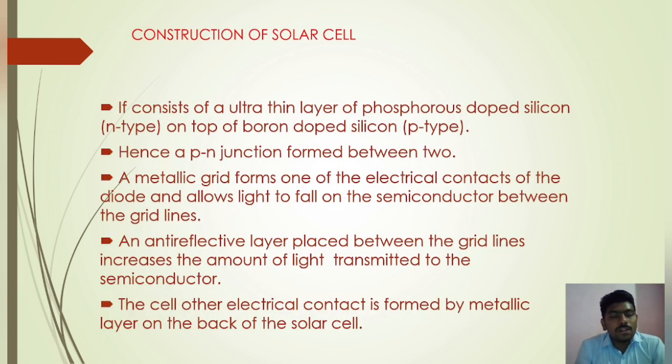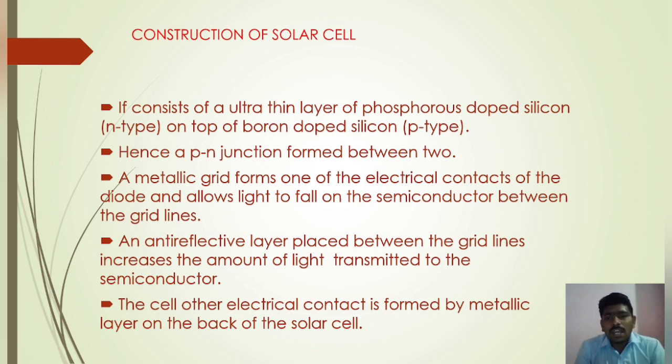So construction. How to construct a solar cell? It consists of an ultra thin layer of phosphorus doped silicon, named N type, on top of boron doped silicon, P type. So definitely in the construction of a solar cell, silicon is used. Why is silicon used? For the making of a solar cell, silicon is the most available metal in the earth crust.